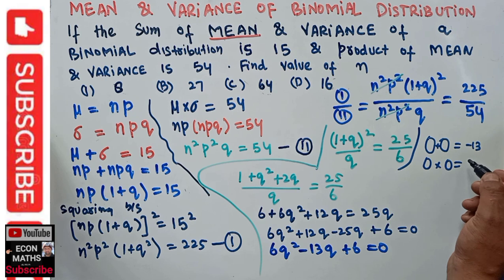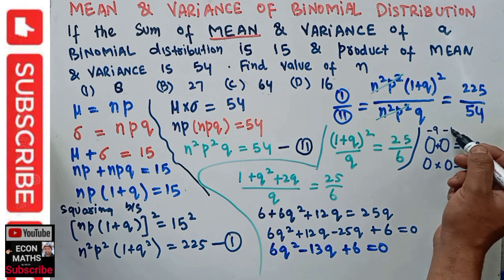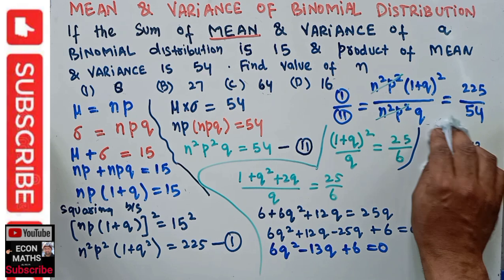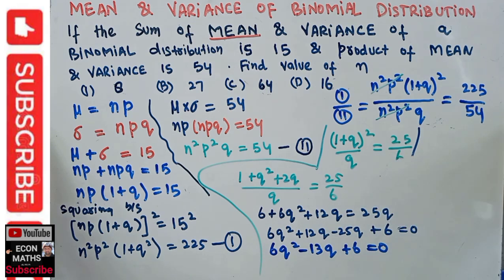So 6 into 6 is 36. This condition must hold here. So if I write minus 9 minus 4, that is minus 13, and minus 9 into minus 4 is 36. Obviously this is being satisfied here. Now I can write 6q² minus, in place of 13q, minus 9q minus 4q, then plus 6, should be equal to 0.